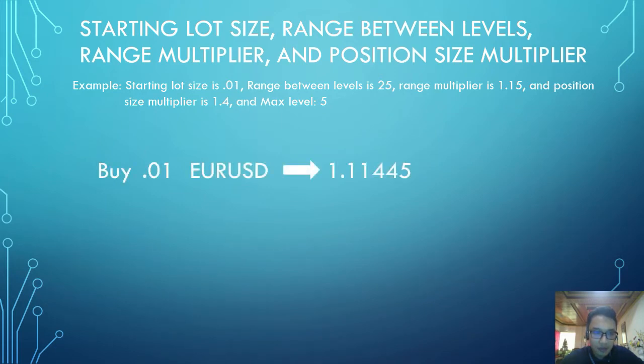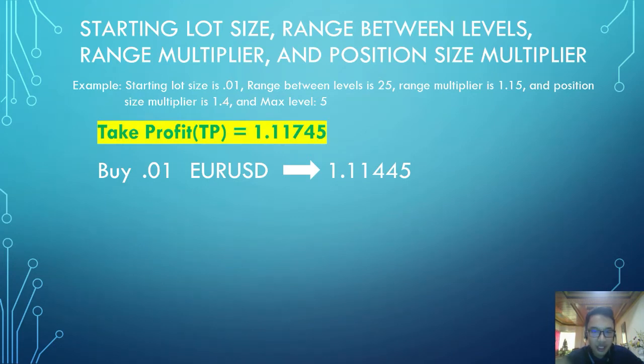So if you buy 0.01 EUR/USD at a price of 1.11445, and the TP is around 30 pips, usually the bot would set it around 30 pips higher than your current price. If you're buying EUR/USD, the first order usually won't give you positive results. It will give you a drawdown.